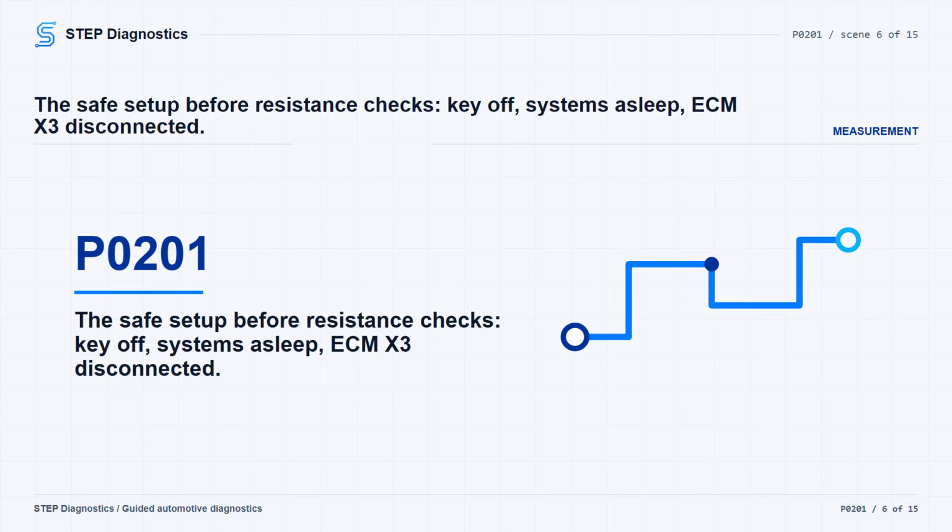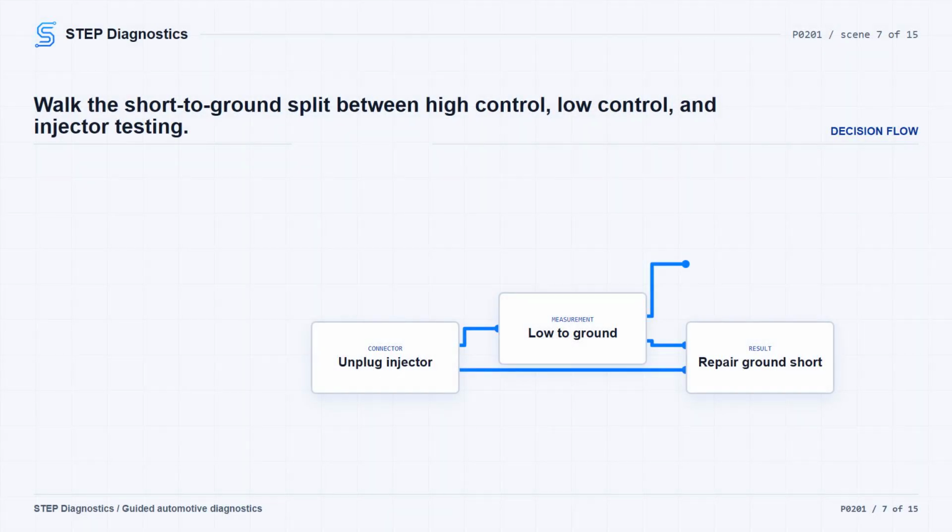Make sure all vehicle systems are off, and disconnect the X3 harness connector at the engine control module. Give the vehicle time to go fully asleep. It may take up to 2 minutes for all vehicle systems to power down. Now, test for infinite resistance between the appropriate fuel injector high control circuit and ground. If it is less than infinite resistance, disconnect the fuel injector connector and test that high control circuit to ground again. If it still reads less than infinite resistance, repair the short to ground in that circuit.